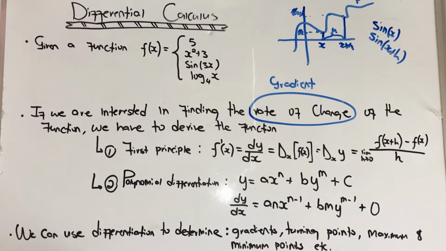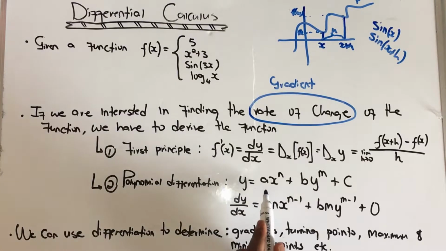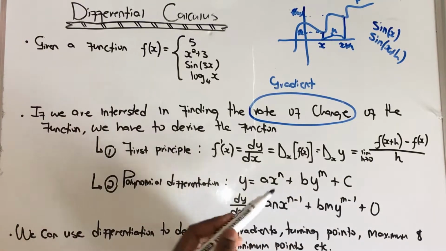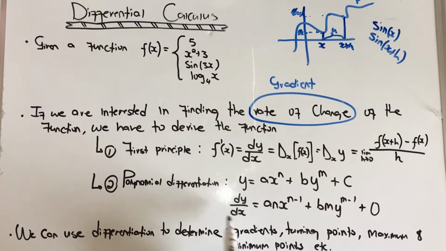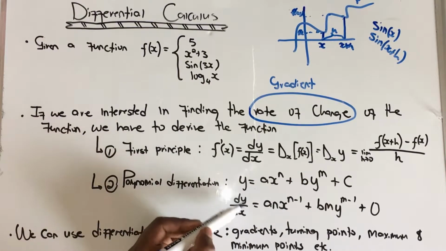Okay, so the other way only works for polynomial functions. When given any function, could be a fraction, could be a function in a square root or anything, if we can express that function as a polynomial such that it's in this form. Remember, this can be any constant, positive, negative, it doesn't matter. If we have it like that, you can derive that function by finding the derivative as follows.